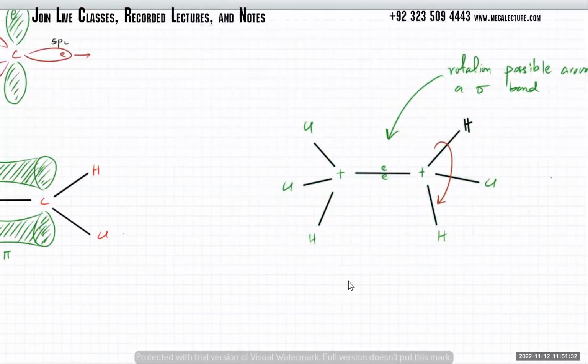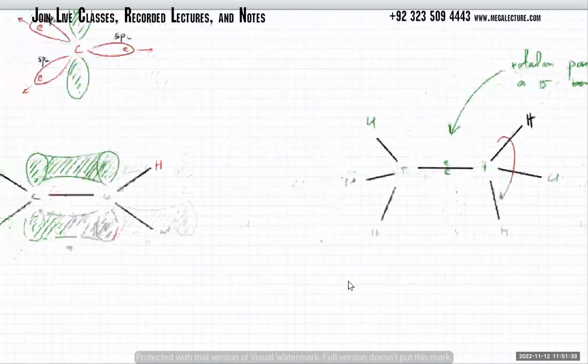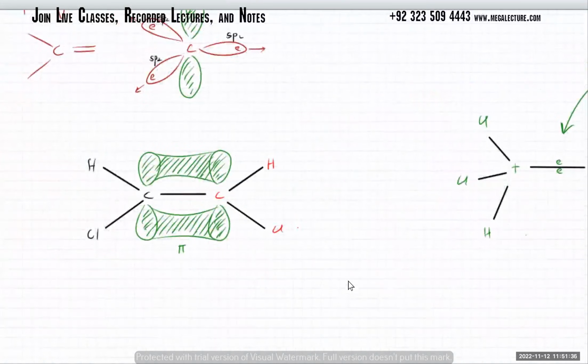But you can't spin things around a pi bond, because once you have a pi bond, you can't independently spin one side. Like, that's not possible. So you can't do that. Why can't you do that? Because it's kind of locked in place. Like, you would have to break the overlapping that's happening above and below. That's the only way. So you would have to break the double bond.